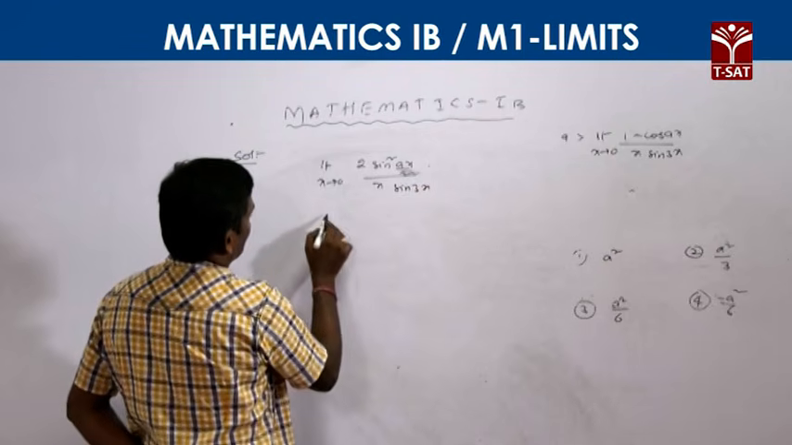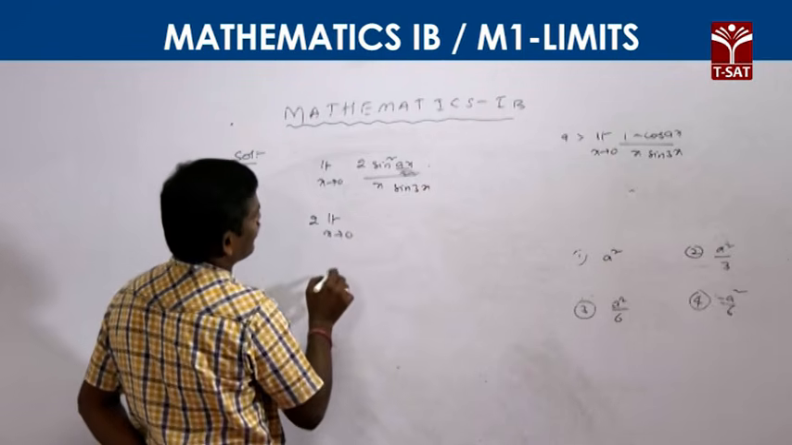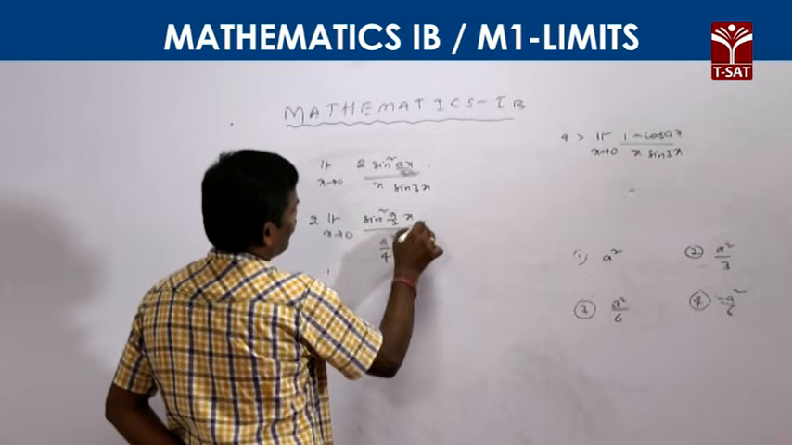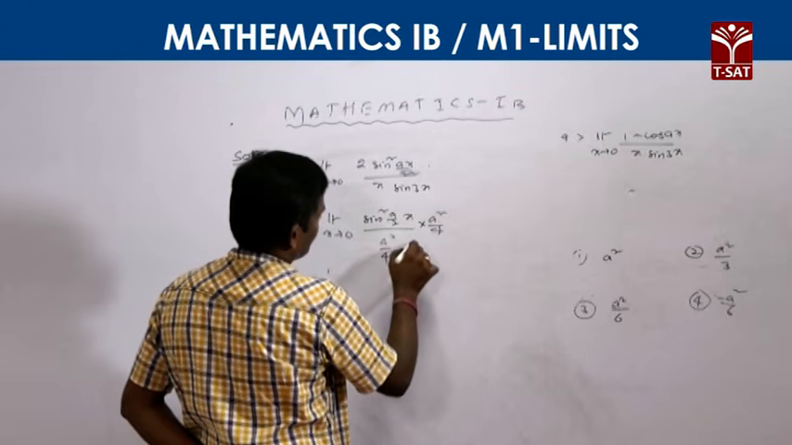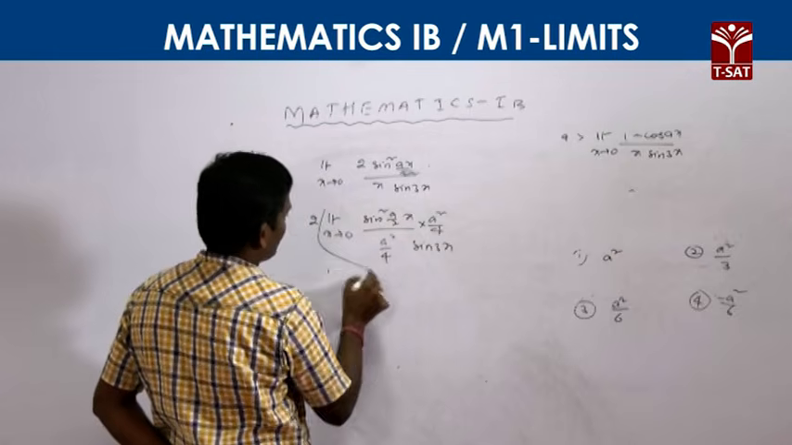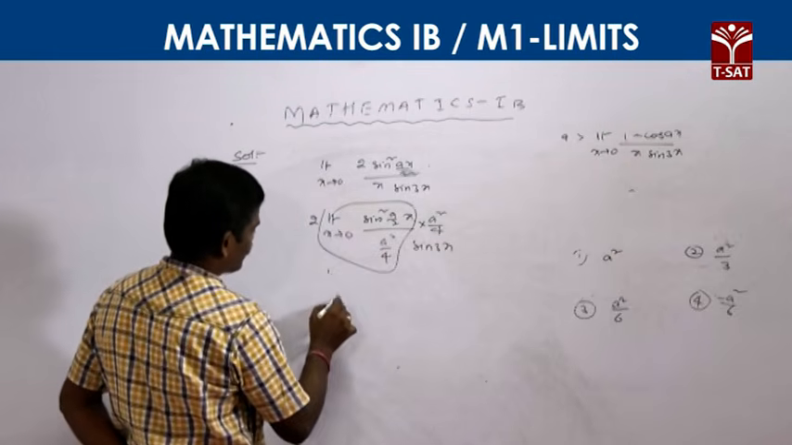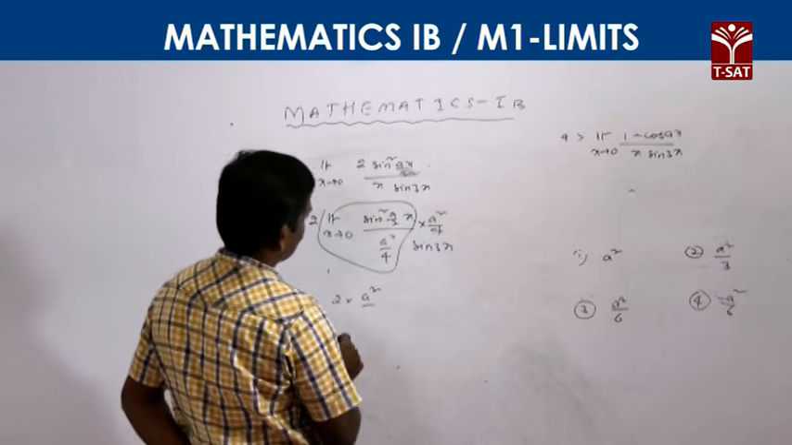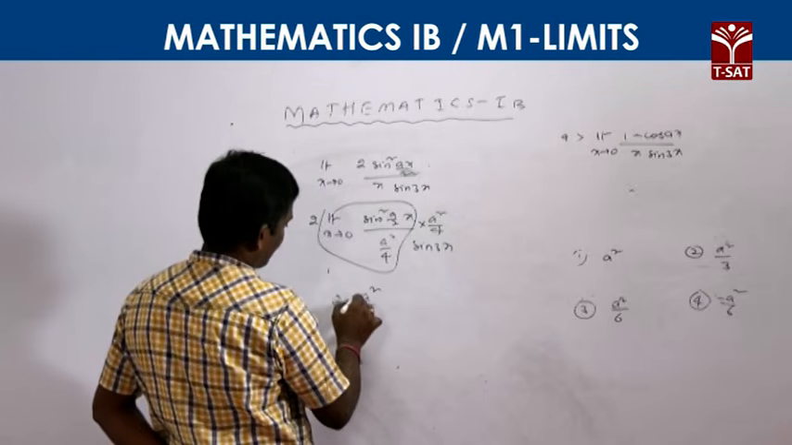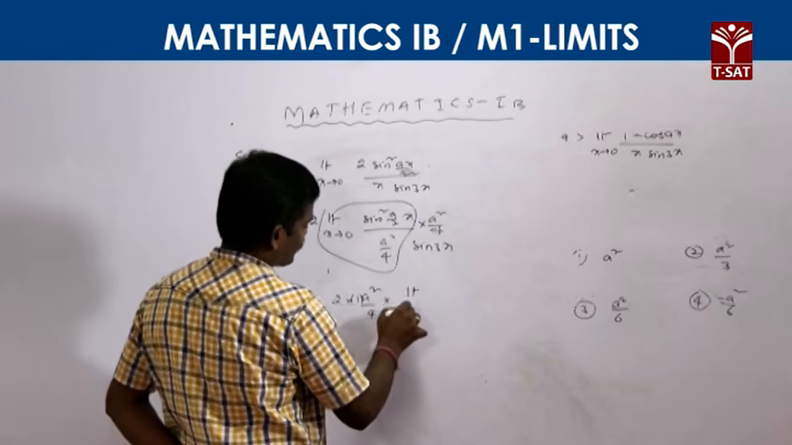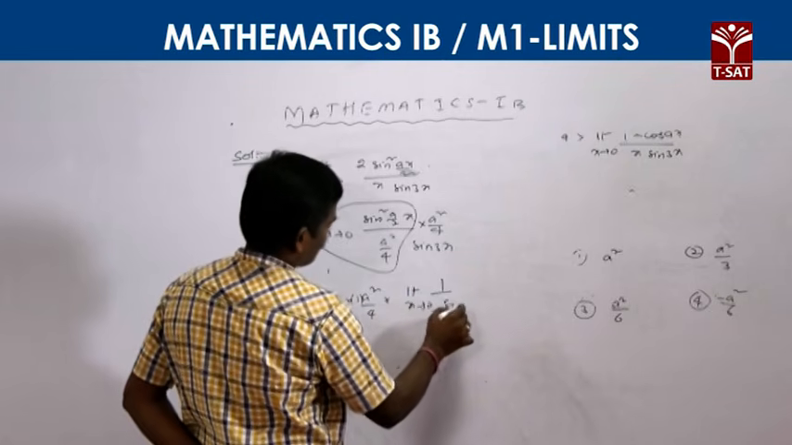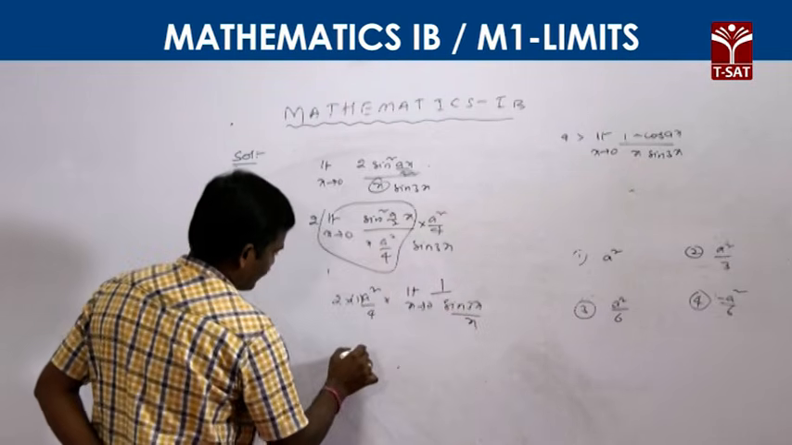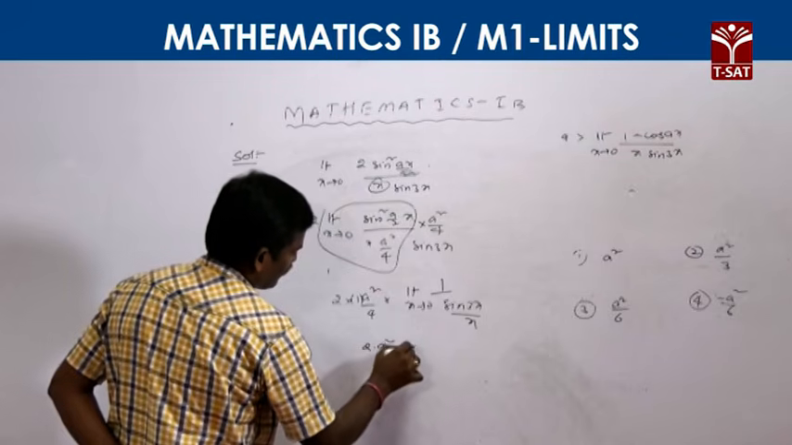So after that, limit x tends to 0, 2 is constant, right, outside, sin square ax by 2 into x by a square by 4 into a square by 4, into sin 3x we have. So this is going to be standard limit. So that is 2 into 1 into a square by 4 into limit x tends to 0, 1 by sin 3x, already x we have. So that x right here, it is standard limit 3.